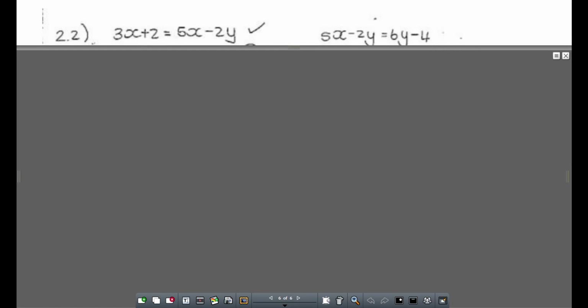I'm so excited. Okay, 2.2 they tell you: given the following picture, they give you a triangle there. They tell you 3x plus 2. Look at that triangle for a moment. What do those two dashes mean again? They're the same. Okay? So meaning 3x plus 2 will be the same as 5x minus 2y, also the same as 6y minus 4.